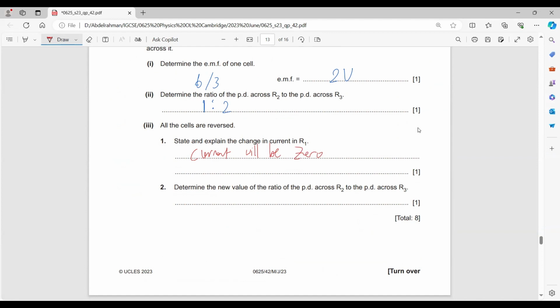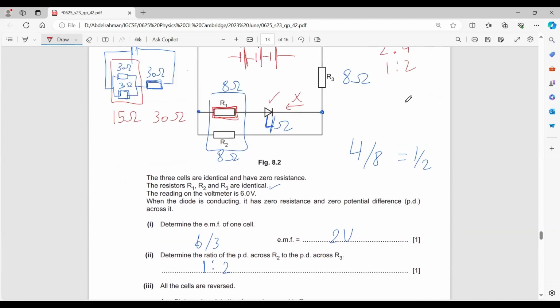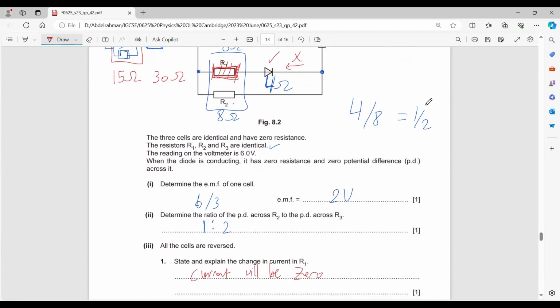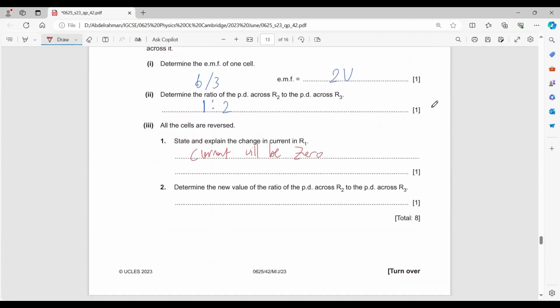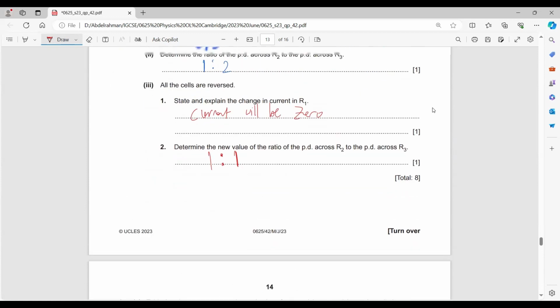Determine how the new value of the ratio across R2 and R3 will change now. Won't they become like a series? Yes, exactly. They will become series. It's as if you've removed this resistor. When you remove this resistor, both of them will be in series. What will the ratio be now? 1 to 1. Yes, they are in series. Any questions?